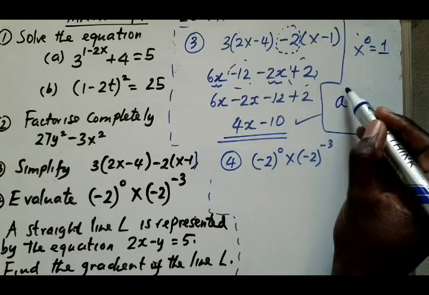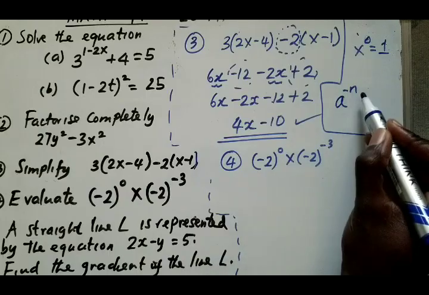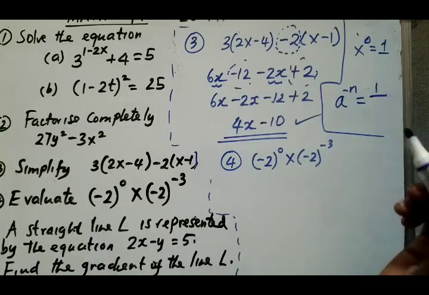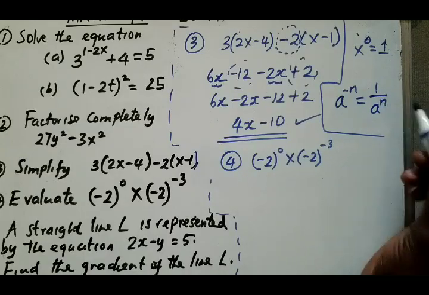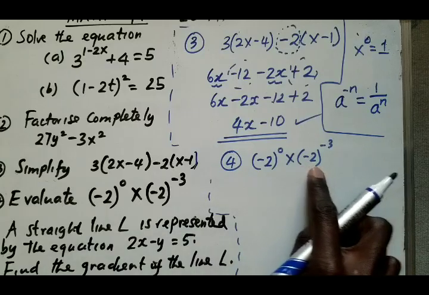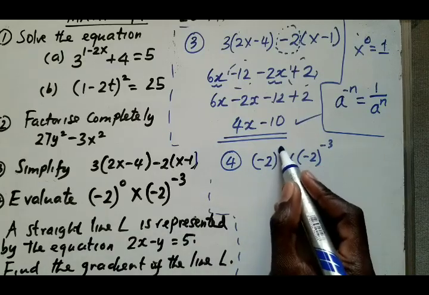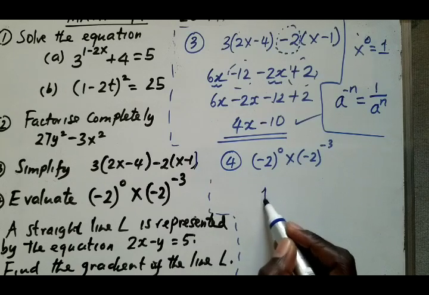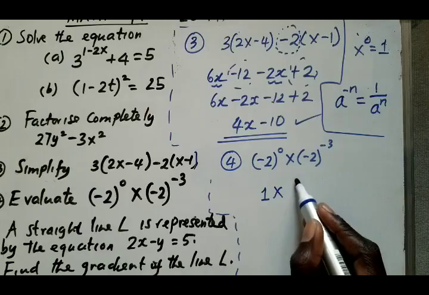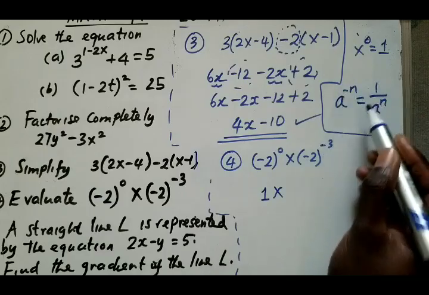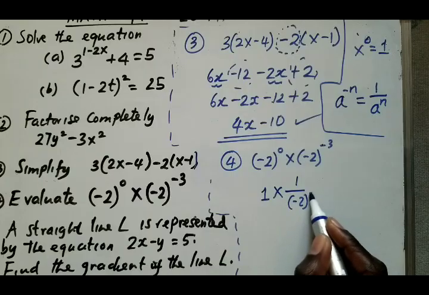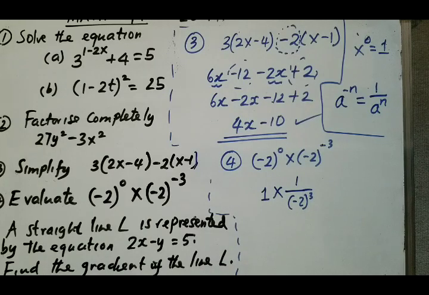If you have a number raised to a negative index like that, it can change. That negative index can be written as 1 over a raised to a positive index, and that's what we are going to do here. Any number raised to the power 0 is 1, times, remember, this negative becomes 1 over negative 2, raised to a positive index.